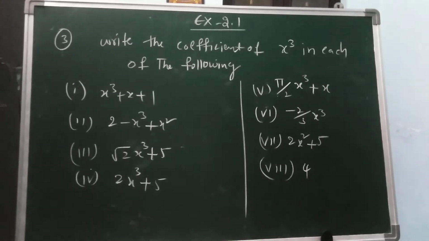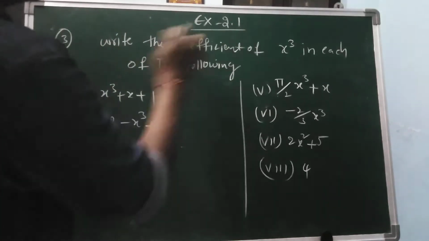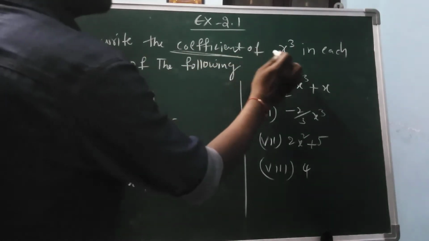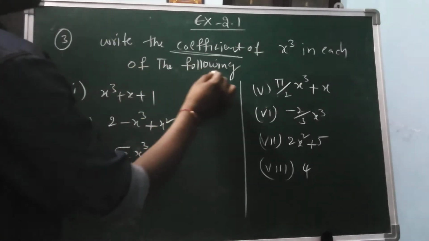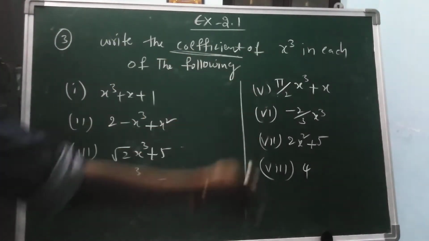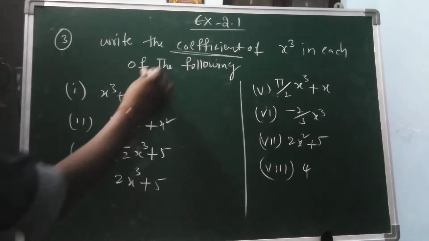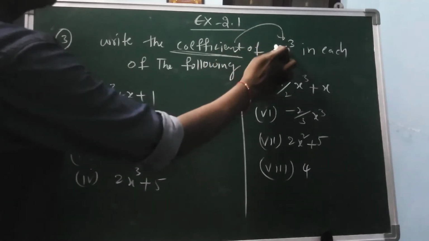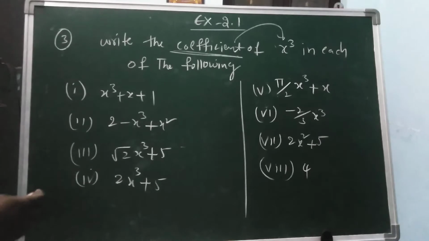Okay, observe here. This is the third bit in exercise 2.1. Write the coefficient of x cube in each of the following. In this third bit, eight problems are there. Write down the coefficient of x power cube only, the coefficient of x cube in each expression. Okay, you know very well.